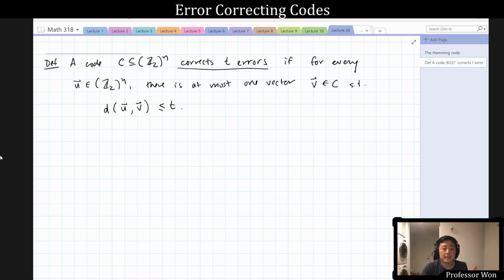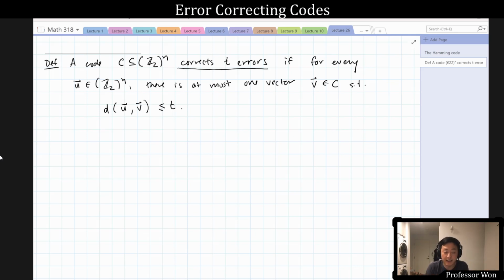Okay, and again, the idea is, let's say we want our code to correct one error. Well, that means that if there's one error, that's like you sent a vector and one of the bits got flipped. So it ended up distance 1 away from where it needed to be. But if there's at most one vector that's distance 1 away from that vector that you receive, then you know exactly which vector in the code it was. Right? So this generalizes to t.